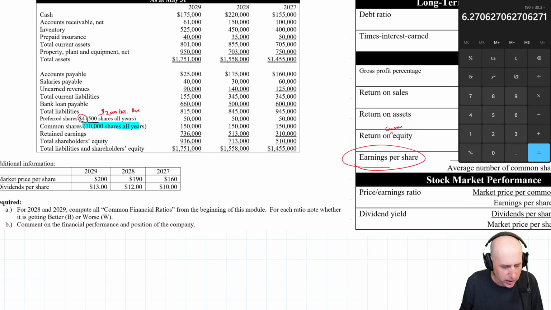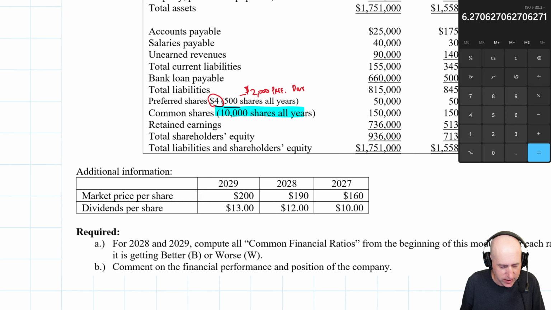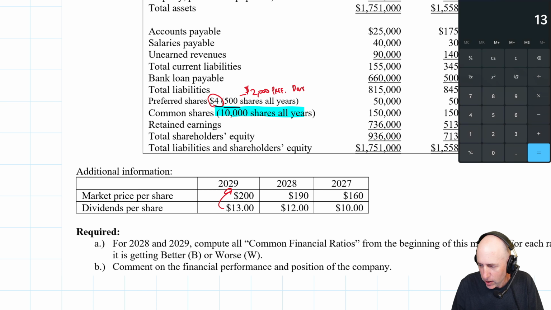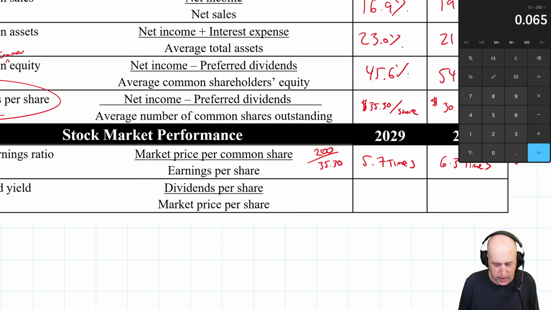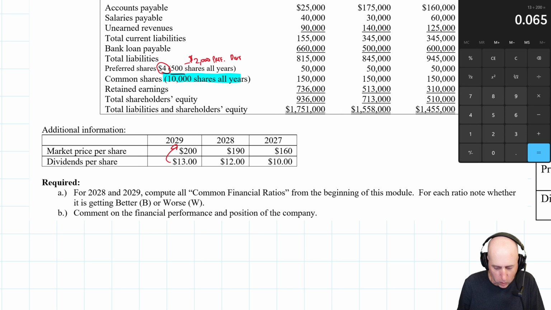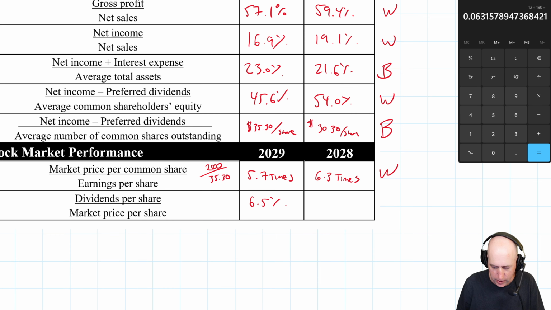Okay, last one, dividend yield. My dad is like obsessed with dividends. If he invests in a stock, he wants them to pay a dividend. So he'd look carefully at this. How much dividend do they pay compared to how much you got to buy the stock for? 13 divided by 200 is 6.5%. So in 2029, it's dividends per share, 13 divided by market price, 200. So it's 6.5% is the dividend yield this year. Last year, it was 12 divided by 190. It was 6.3%. So if you're my dad, you like this juicy yield, you want bigger to be better, and bigger is better.